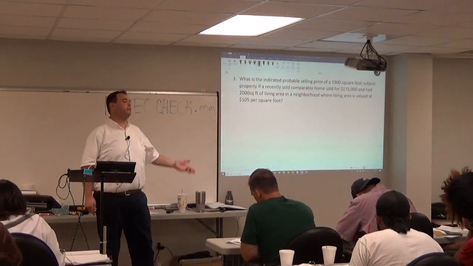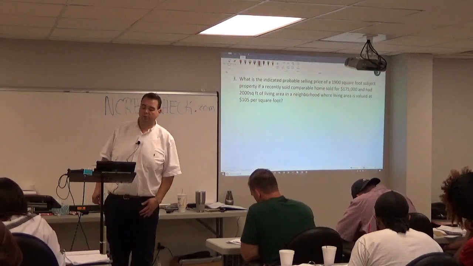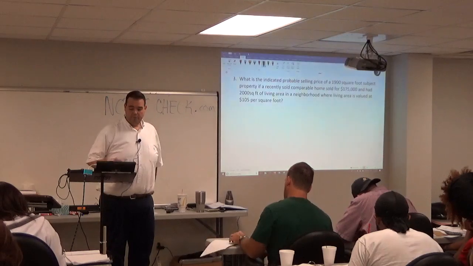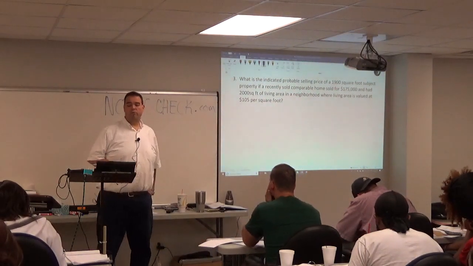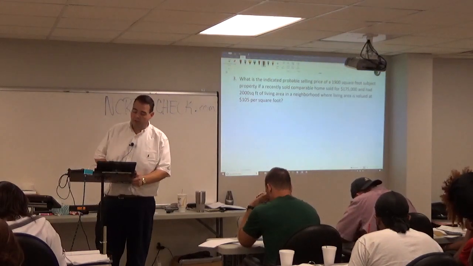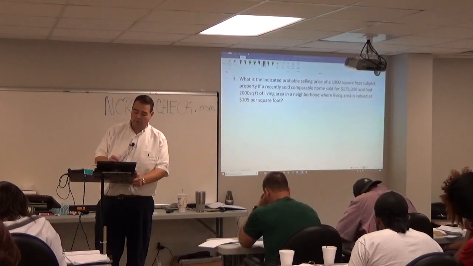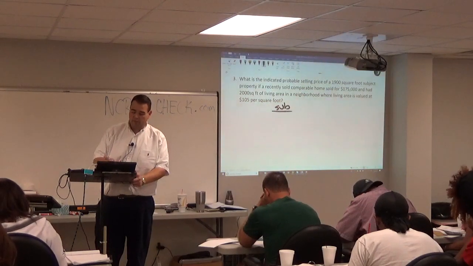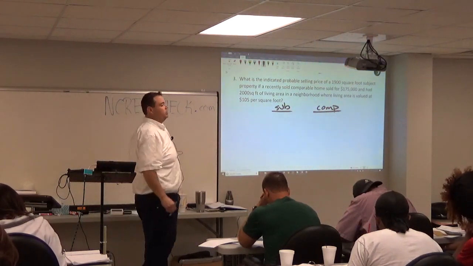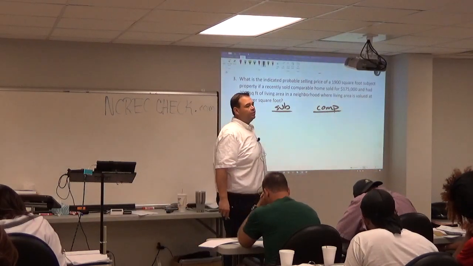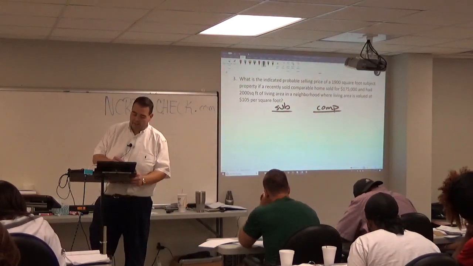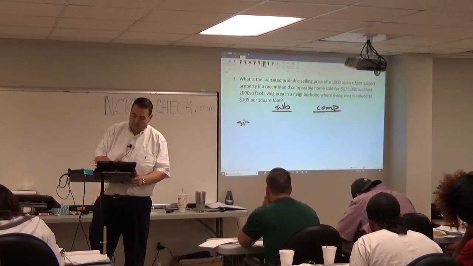Now, number 3 wants you to take that adjustment and actually use it. Number 3 says, what's the indicated probable sales price of a 1,900 square foot subject property if a recently sold comparable home sold for $175,000 and had 2,000 square feet of living area in a neighborhood where living area is valued at $105 per square foot. So I'm going to set up my little chart here, subject, comp. And remember, always leave a little blank space at the top in case they ask you to do what adjustment first. Appreciation or depreciation. You always want to leave room to do that at the top, just in case you need that line. So the first thing we're adjusting for here is size.